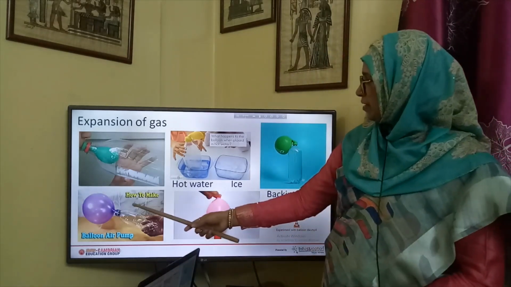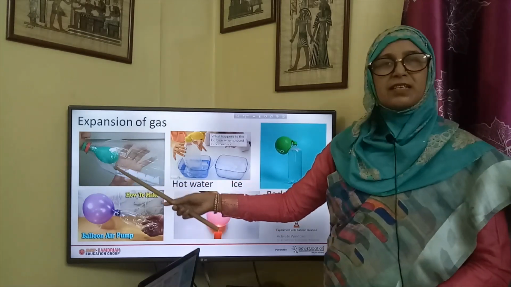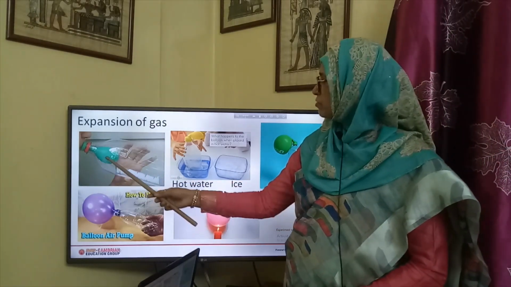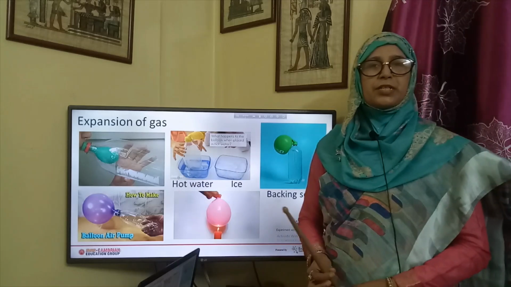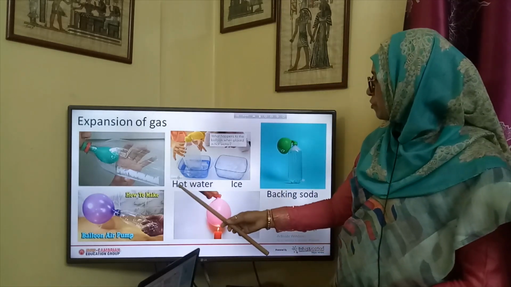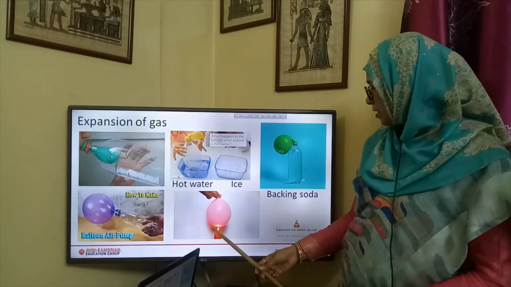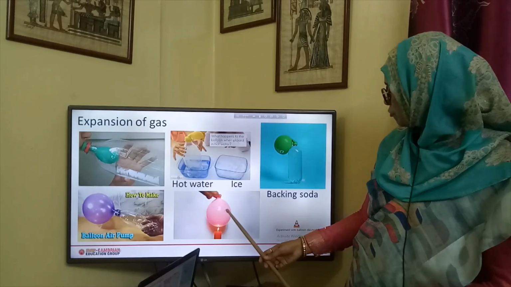See here how to make the balloons with the air pump. You can easily swell up the balloons in this way, and you can use this activity every day. Okay, so see, here is hot water, and the balloons are swelled up. Here, due to heat, these balloons are swelled up.